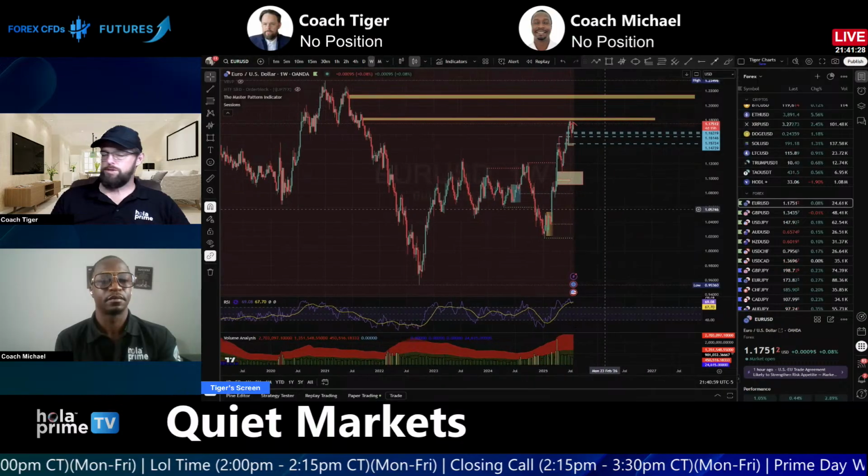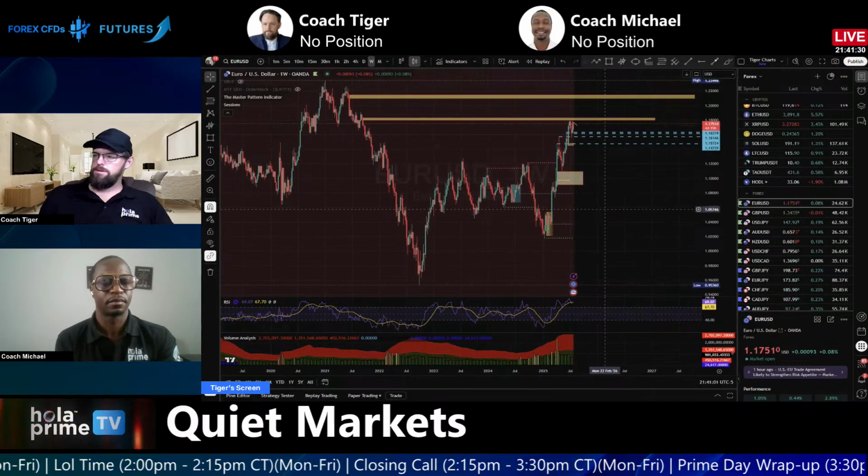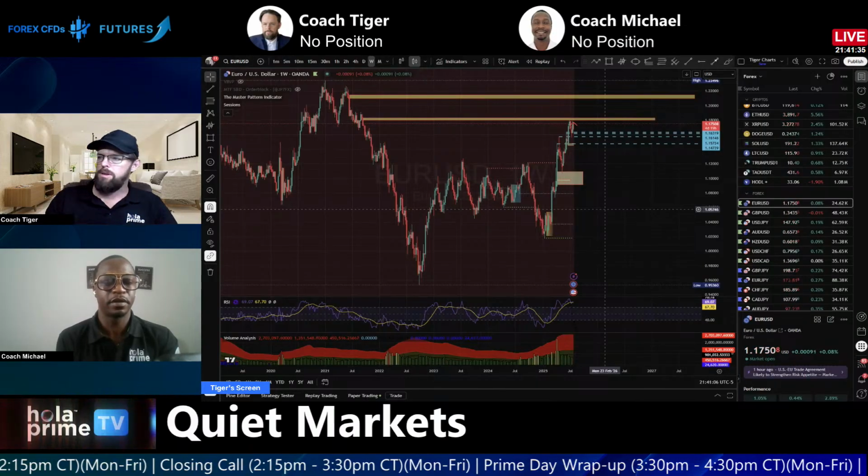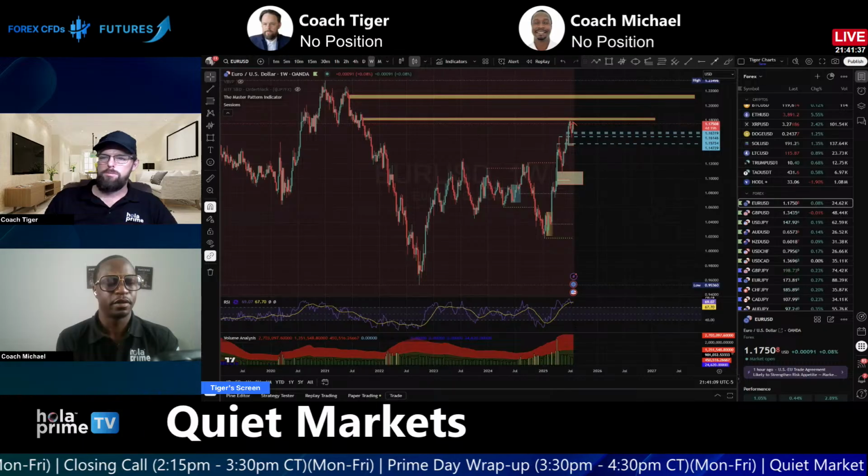Especially with the way Michael trades and the way I focus on the curve, they're a similar way of looking at the same thing. Let It Be says he's got to run.